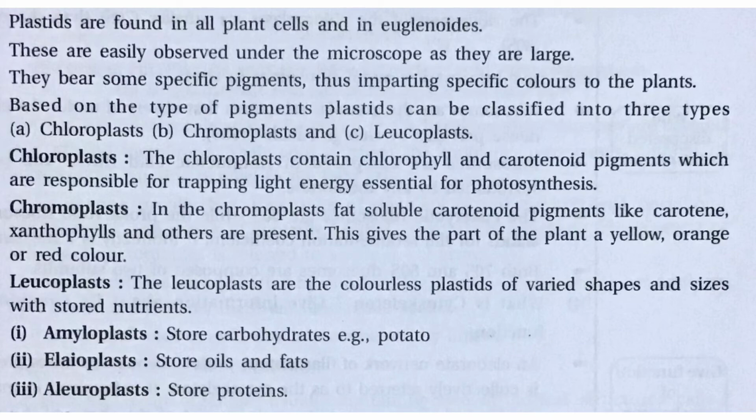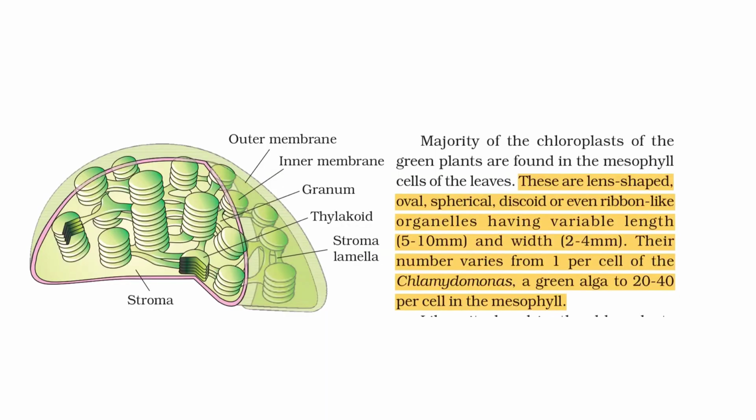Now let us discuss the structure and function of chloroplast. Here you are able to see the 3D picture of chloroplast on your screen. Majorly the chloroplasts are found in green plants or green parts of the plant, and that is the mesophyll cells of leaves. So particularly the location of chloroplast is mesophyll.